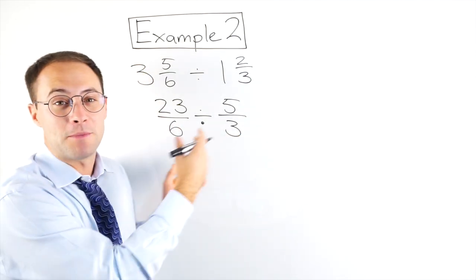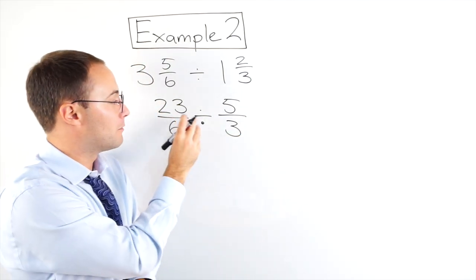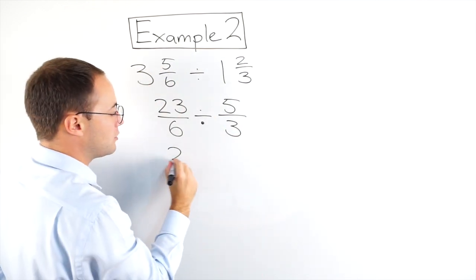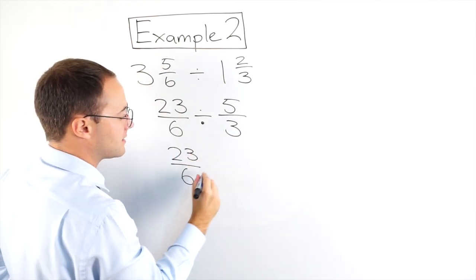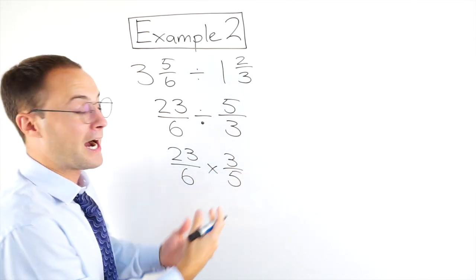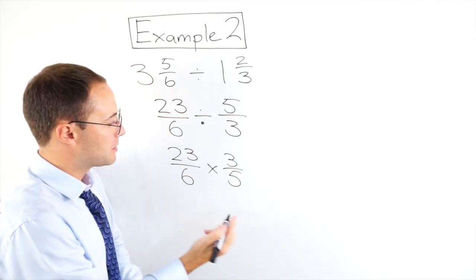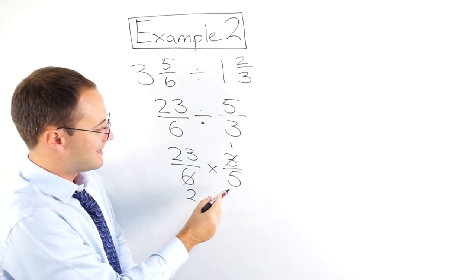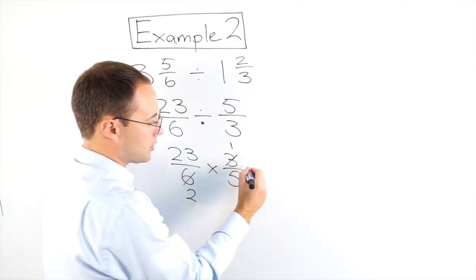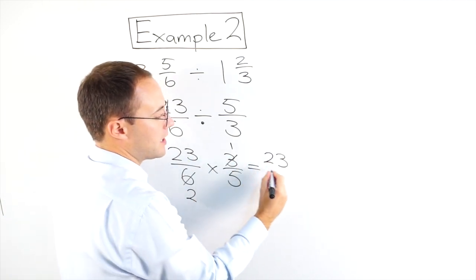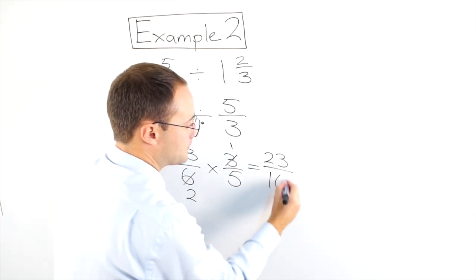Okay, now keep, change, flip. Remember, dividing by a fraction is the same as multiplying by its reciprocal. So 23/6 times 3/5. Now, always try to simplify before I multiply. That 3 becomes a 1, the 6 becomes a 2. Nothing there. So I'm going to multiply straight across, and I get 23 over 10.